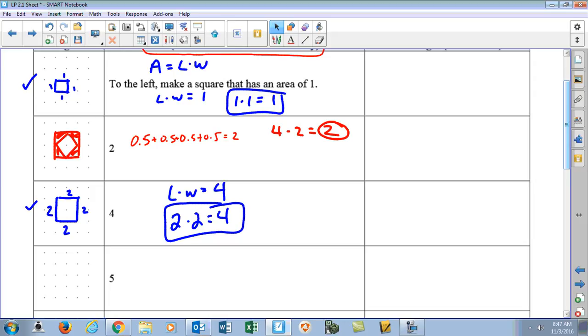So for the last 10 minutes or the hour, you guys are going to try to see if you can come up with a shape that has an area of 5. It has to be a square, yes. But it may not look like this one or this one. All right, so we're going to pause again and let you guys give it a crack.